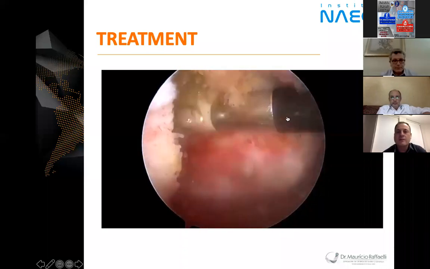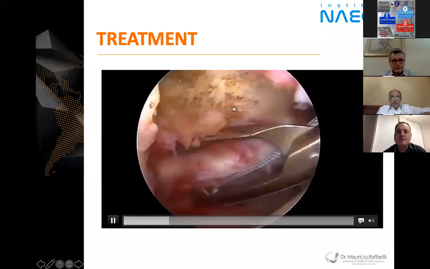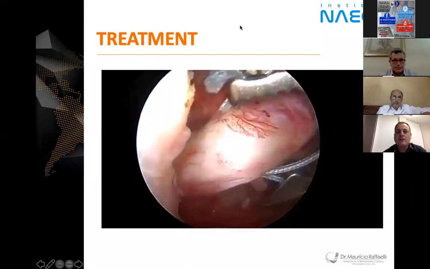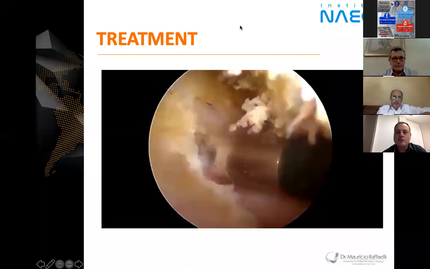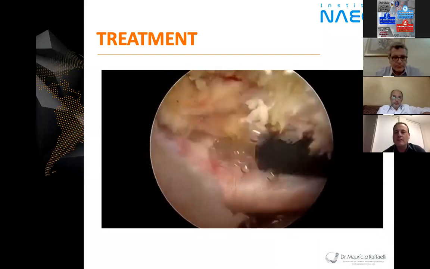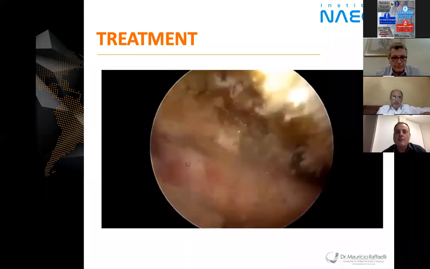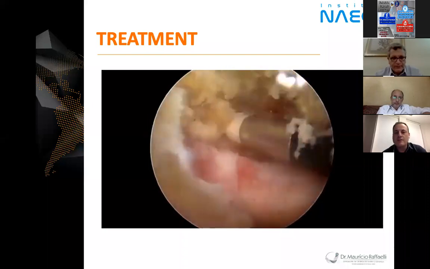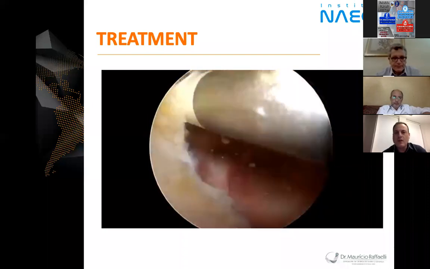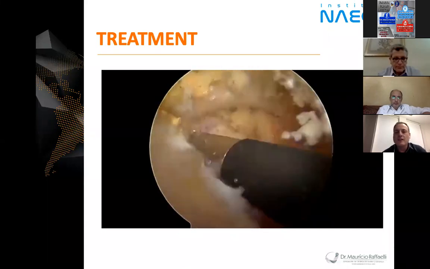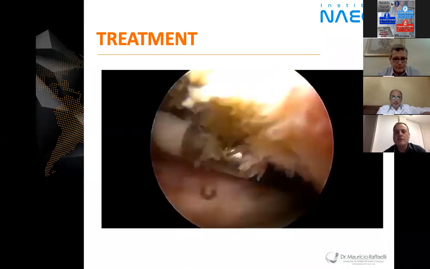Here you see the comma sign. Here's the comma sign. It's a very big structure. I start to clean the rotator interval, and I pass a suture through the subscapularis to improve the mobility of this tendon. I begin to clean all the anterior part of the subscapularis to release and to maintain this tendon with mobility. You can see here the base of the coracoid.